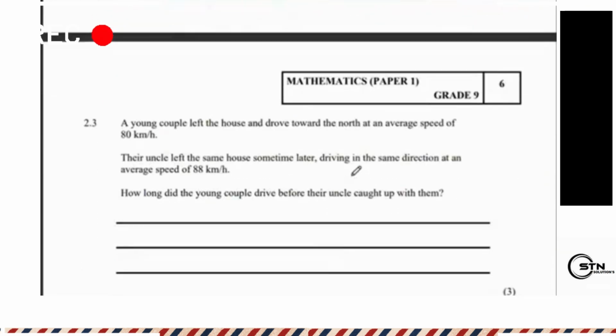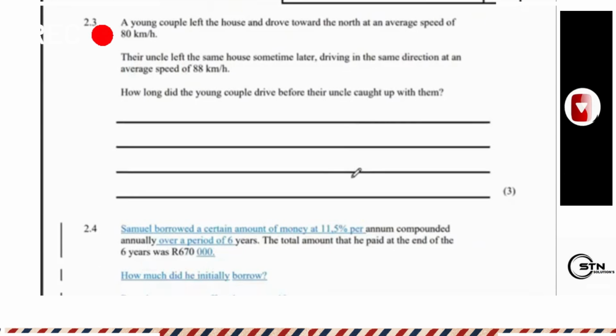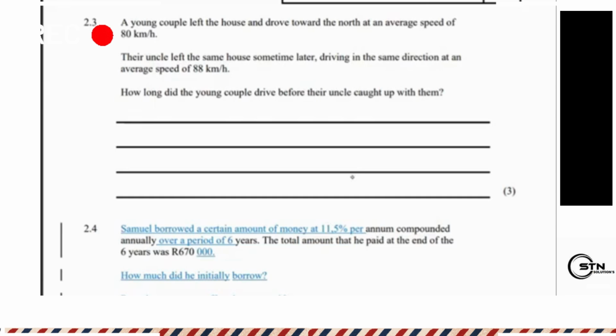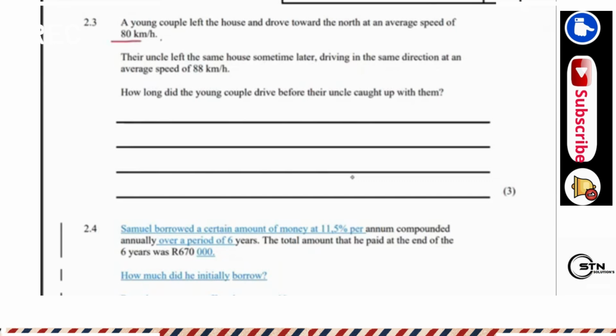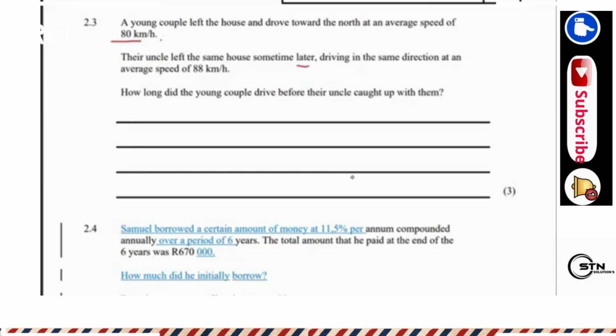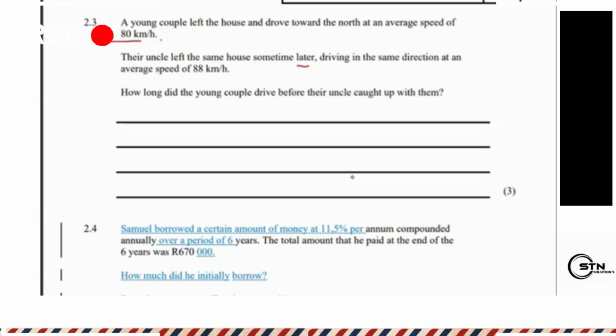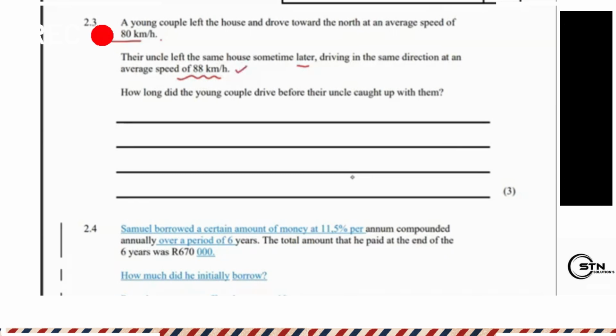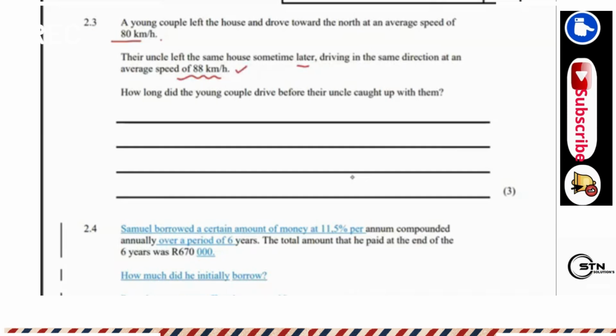All right, we got 2.3. 2.3 is telling us that a young couple left the house and then drove towards the north at an average speed of 80 kilometers per hour. Their uncle left the same house some time later, but driving in the same direction at a speed of 88 kilometers per hour. So the uncle was a bit faster than them. How long did the young couple drive before the uncle caught up with them?